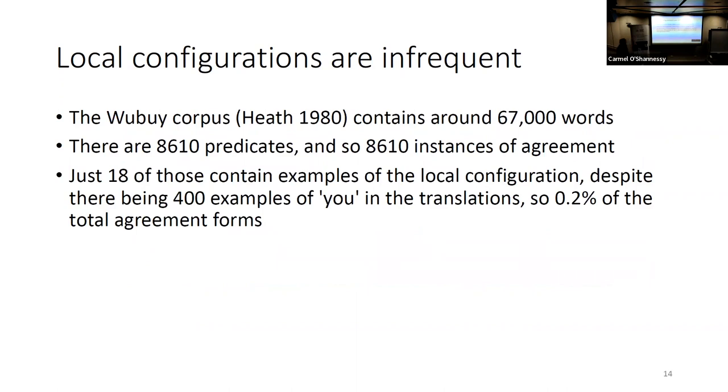Now let's go to Indigenous languages. If we look at the Woolboy corpus that Jeff Heath collected, that contains around 67,000 words. We're able to do this work now because of the efforts of Nick Tieberger up there and Simon Munsgrove at Monash University, together with some research assistants that we both were involved in. And so we can say that there are 8,600 predicates, and so there's 8,600 instances of agreement. Only 18 of those, as far as I can tell, involve examples of the local configuration, despite there being 400 examples of you in translations of the text. So that's 0.2% of the total agreement forms, on the assumption that all of these predicates involve some kind of agreement, which they do.